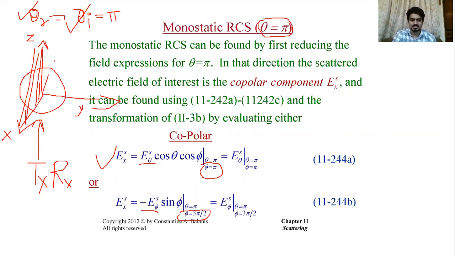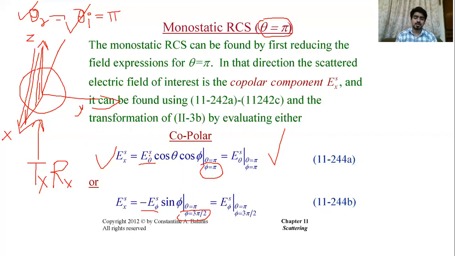So that is along this negative x axis. Phi equals pi is phi equals 180 degrees, which means it's the negative x axis, so it is along the xz plane. If you are looking in the xz plane, then what will happen? For theta equals pi, whatever component you get, the E theta component will be directed in the X direction. So that is one way of finding the Ex scattered from the E theta scattered.